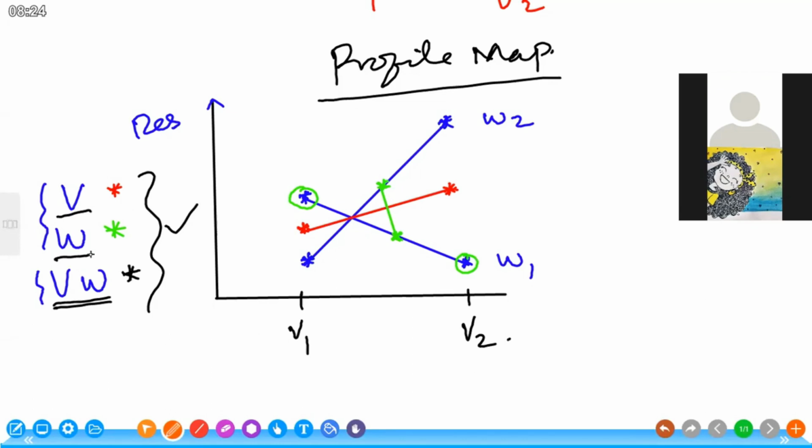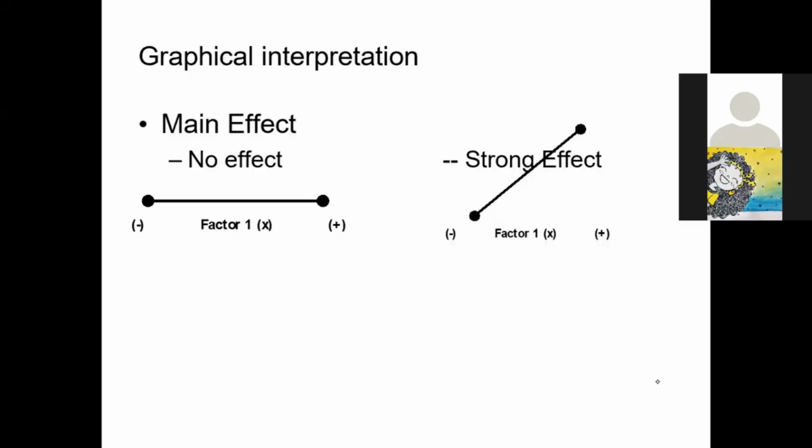Now I'm going to show you different scenarios of these interactions and the main effects. Right? Can you all see the slide? Yes.